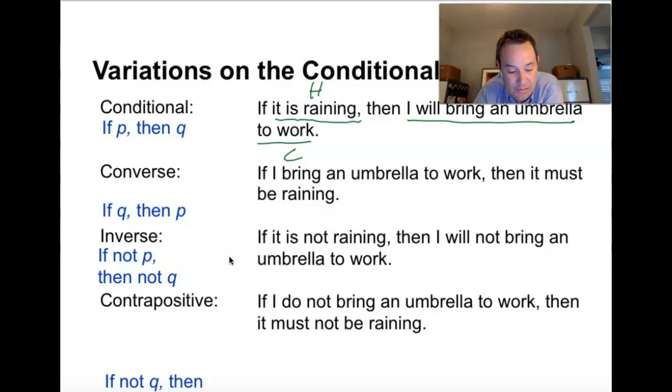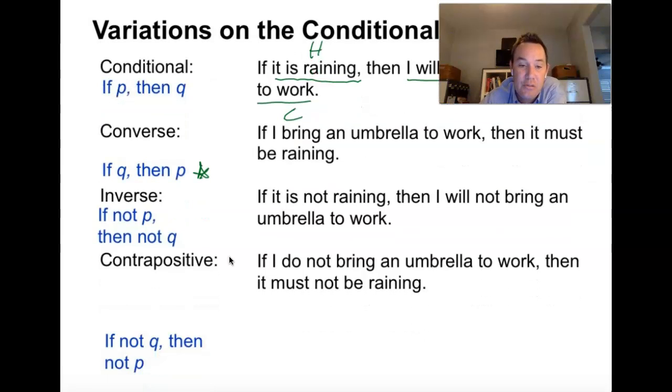All right, so these are some variations on the conditional. The converse: we swap the hypothesis and the conclusion. So this one says, if I bring an umbrella to work, then it must be raining. The converse is if Q, then P. The inverse is when you negate the hypothesis and negate the conclusion, so if not P, then not Q. The inverse of that statement would be, if it is not raining, then I will not bring an umbrella to work.